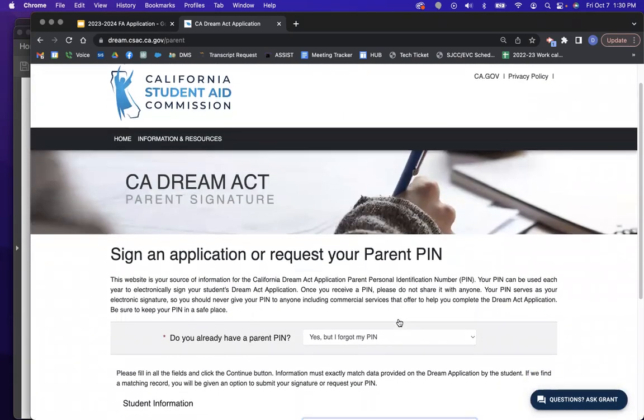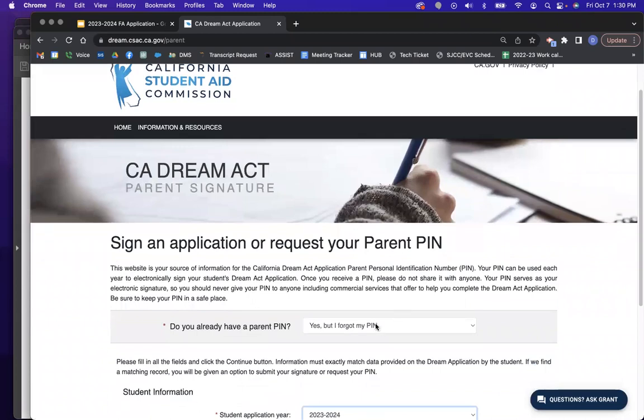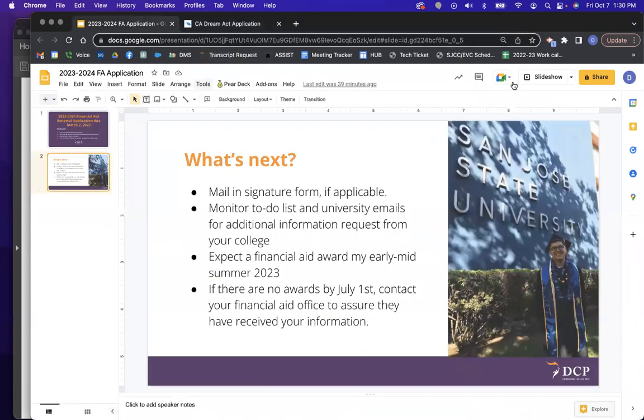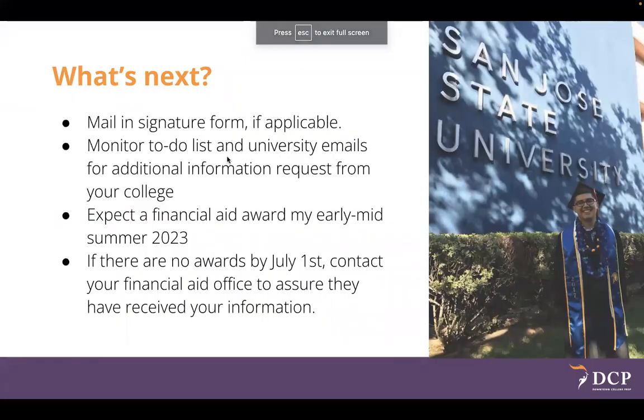Once you submit the parent PIN and once you submit the parent signature, then it is considered complete, and then they will begin the processing of your application. Keep in mind that every financial aid office works at a different timeline. So it could totally be that they don't get to your application just yet. Like maybe they decide to start working on it later. So once you submit your application, you want to make sure that you are monitoring your to-do list and any university emails for any additional information that they request from you.